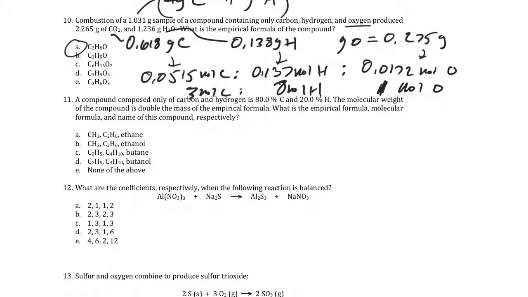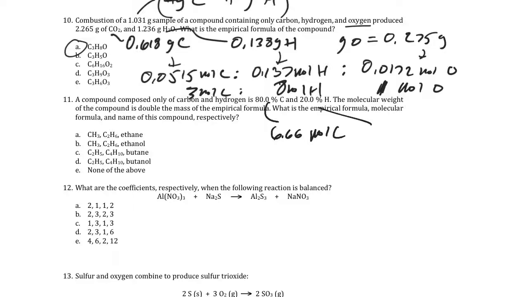Compound is 80% carbon, 20% hydrogen. The molecular weight's double the empirical mass. What's the empirical formula of this compound, and what's its name? So, we might say 80 grams of carbon divided by 12.01. That would be 6.66 moles of carbon.